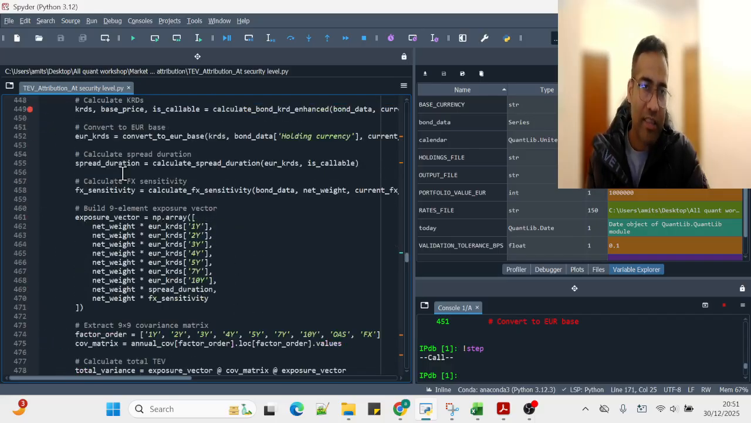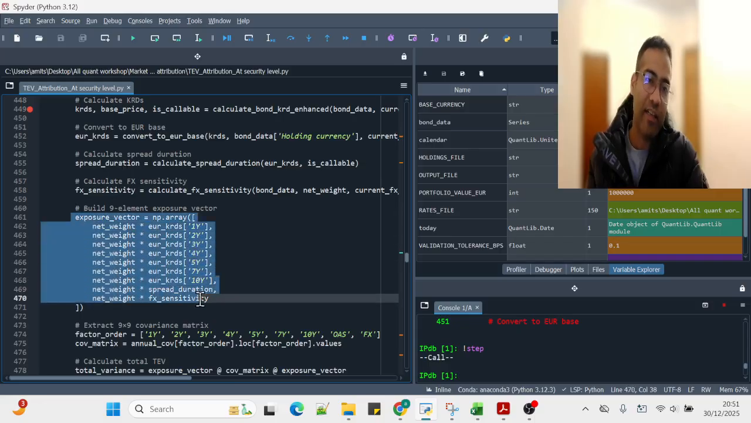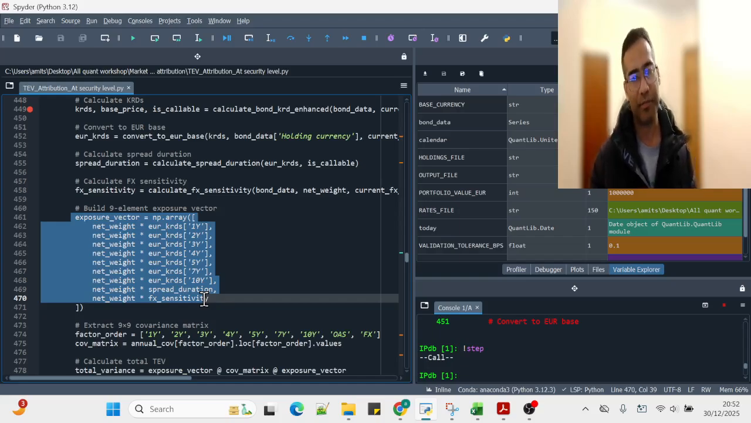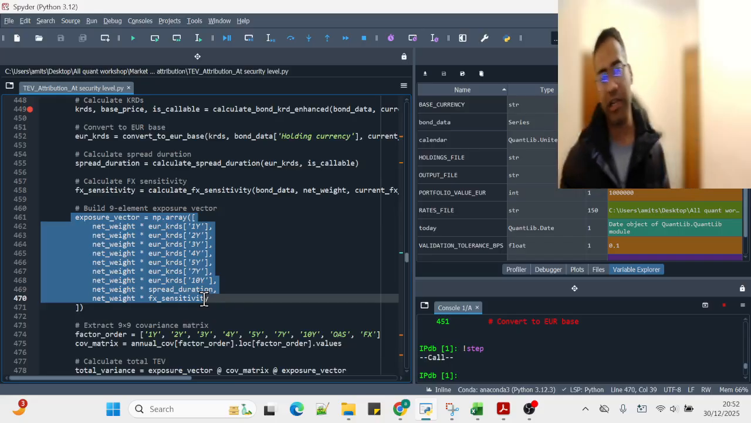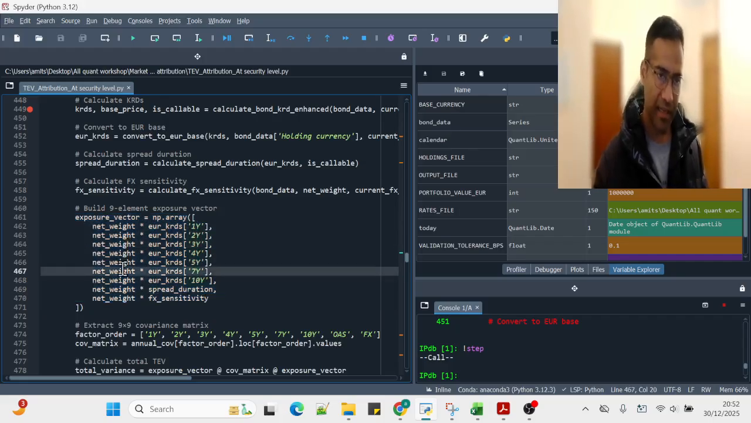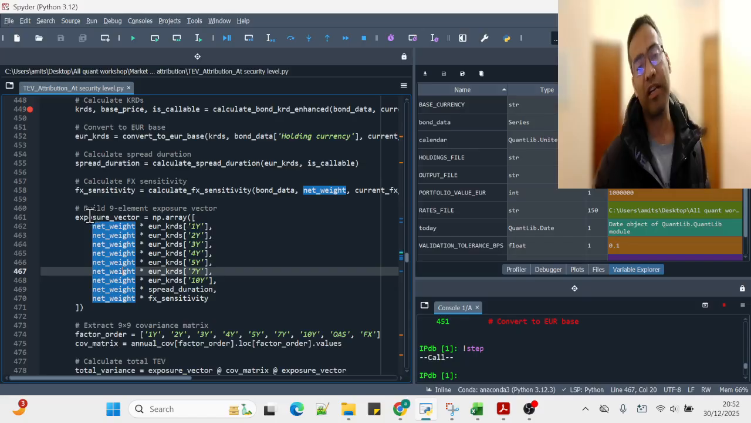Now this is important, okay? Exposure vector. You have to multiply your net weight with your sensitivity. It is a simple thing. Whenever you want to do any tracking error volatility attribution, you need only three things. First, the covariance of all the factors. Second, the sensitivity of your security to each risk factor, which I showed you with the KRD, spread duration, and FX rate. And the third thing is the net weight. With your net weight, you calculate the exposure vector.